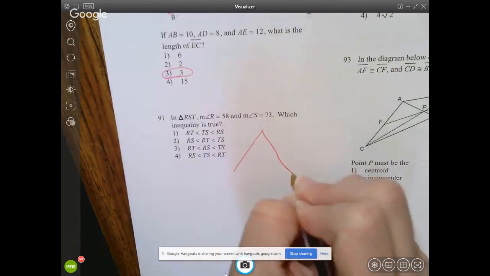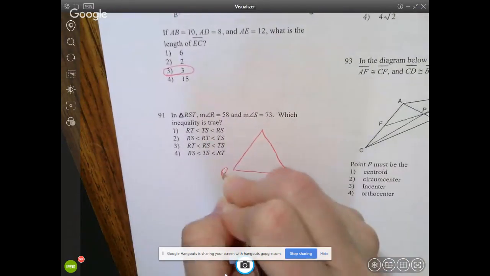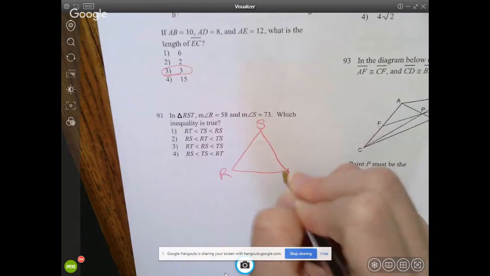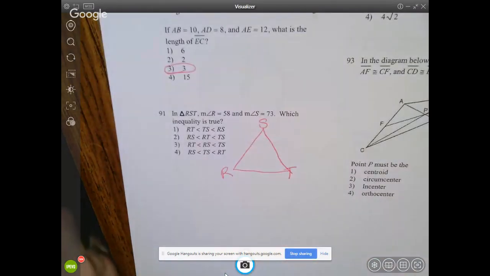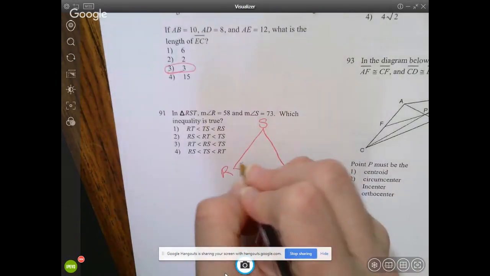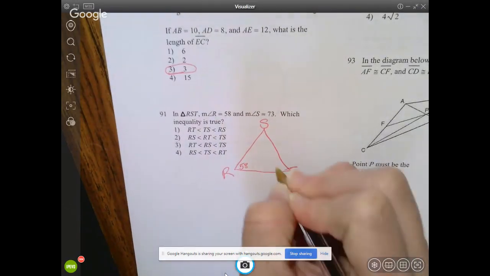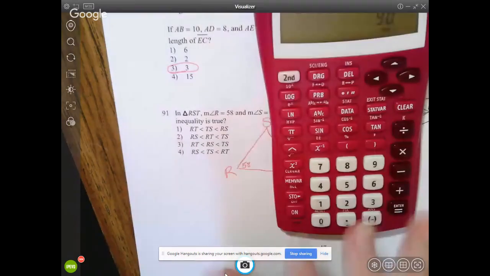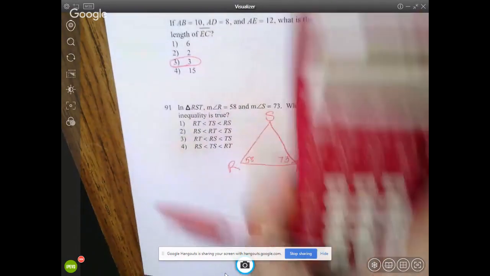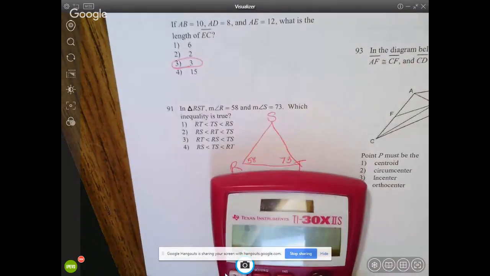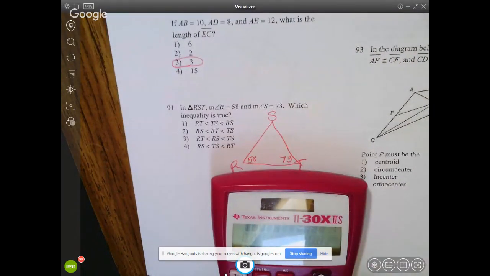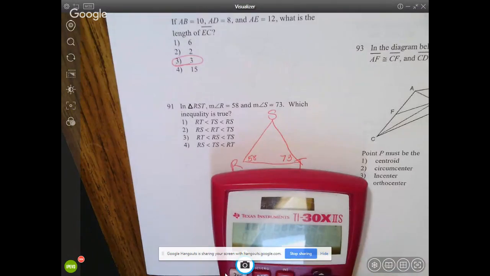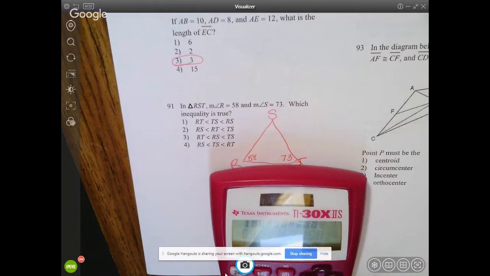Okay, I'm going to make this triangle a little bit bigger so I can visualize it a little bit easier. It tells us that angle R is 58. Angle T is 73. So now for me to find S, what do you think I do? Exactly. 180 minus the 58 minus the 73. So that leaves me with 49.